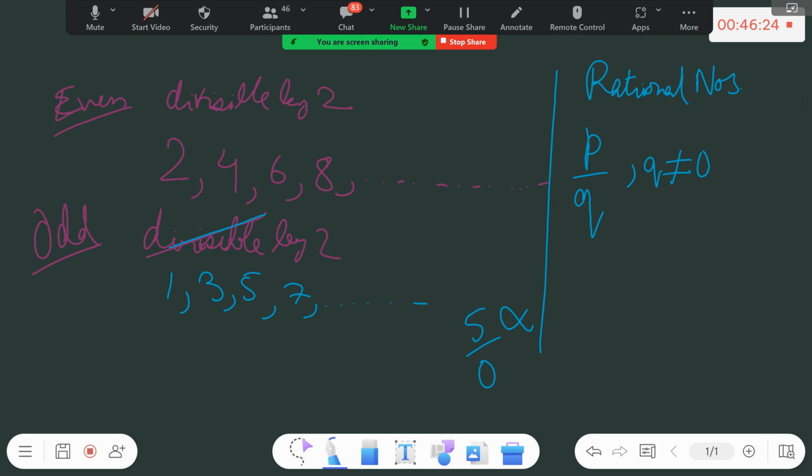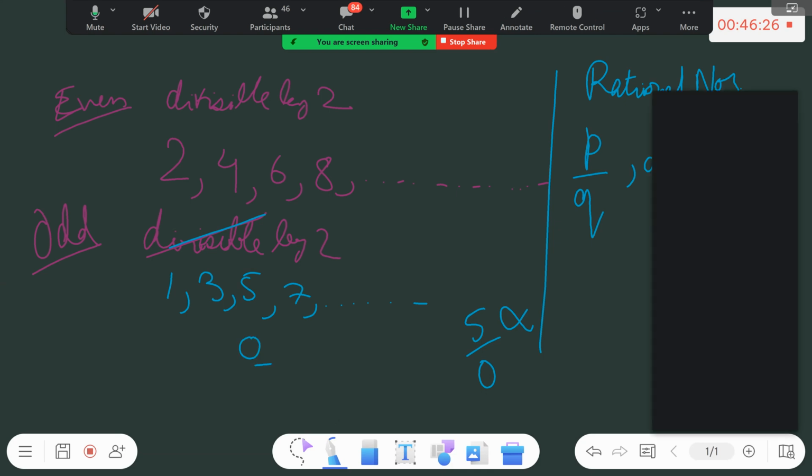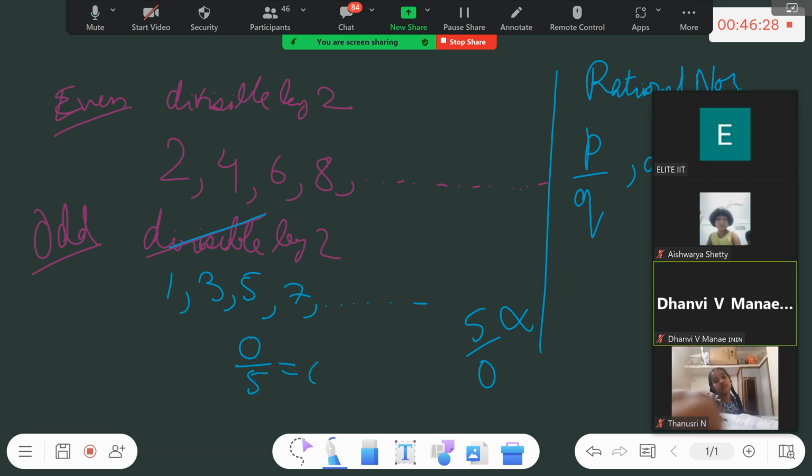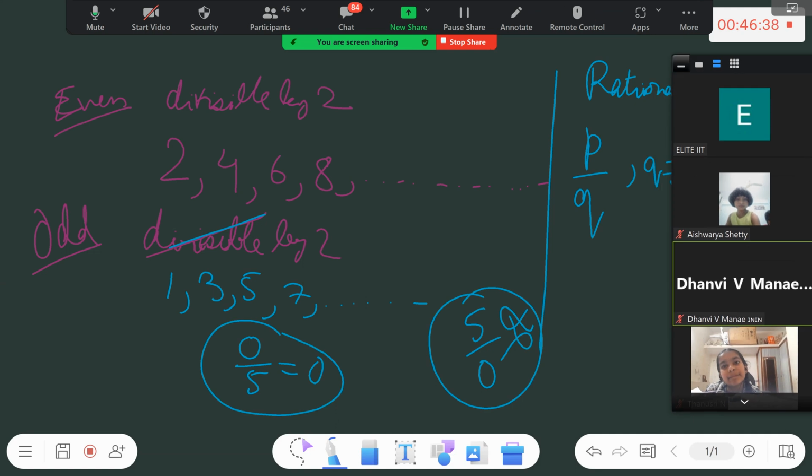What is 0 divided by 5? That is 0. 0 divided by 5 is 0. But 5 divided by 0 has no value. So that is why.